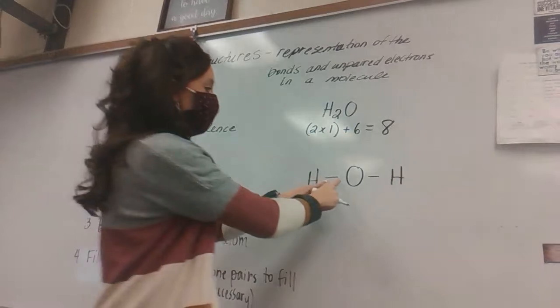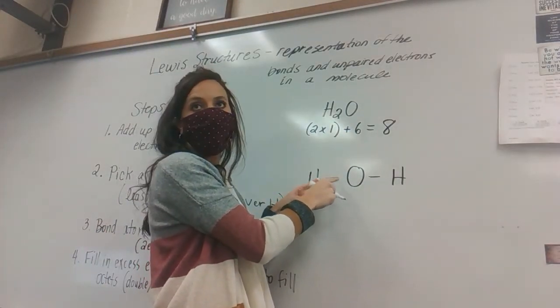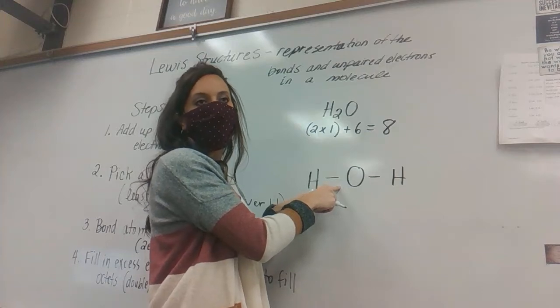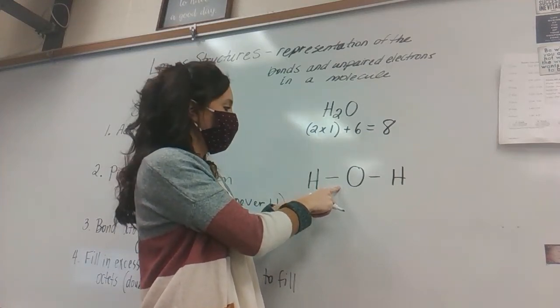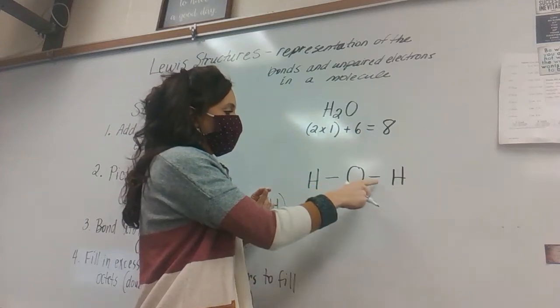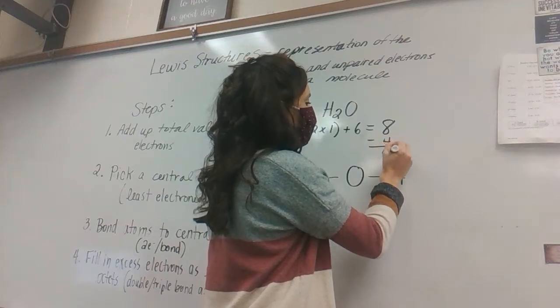This is a covalent bond. So oxygen and hydrogen are sharing 2 electrons here. That's what covalent bonds are, the sharing of electrons. So if each bond is 2, I've just used 4. I have 4 left.